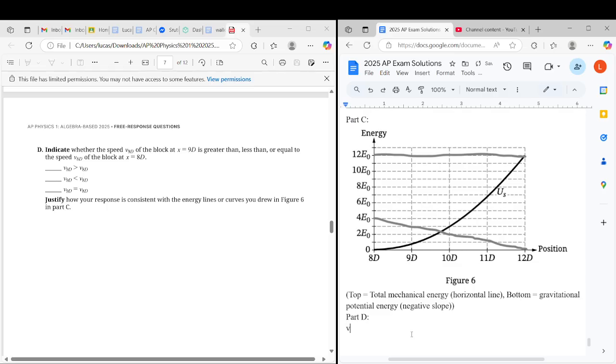So I'll just write it out here. V of 9d is greater than V of 8d.